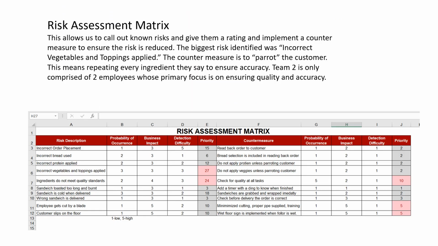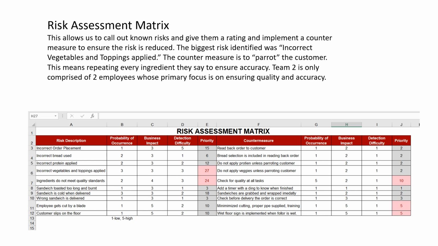So let's look at some risk. Our risk assessment matrix allows us to call out known risks, give them a rating, and implement a countermeasure to ensure that the risk is reduced. The biggest risk identified was incorrect vegetables and toppings applied. This goes back to our making sure we have quality sandwiches measure. So the countermeasure is to parrot the customer. If the problem is that incorrect vegetables and toppings are often applied, one way to counter this is to parrot the customer.